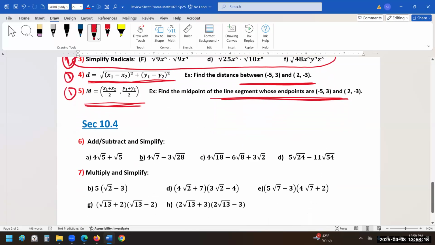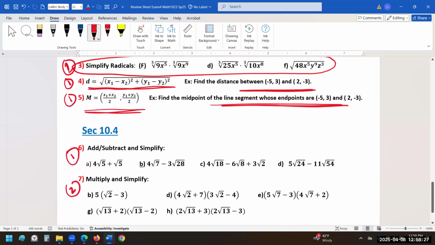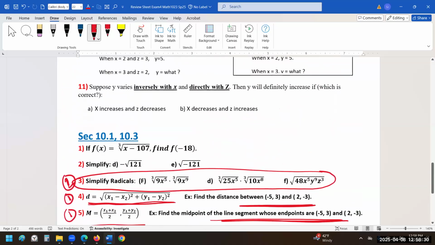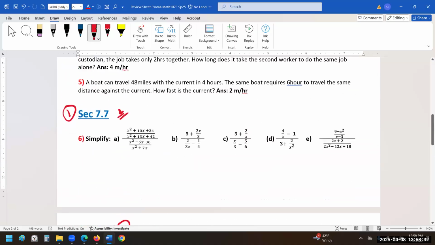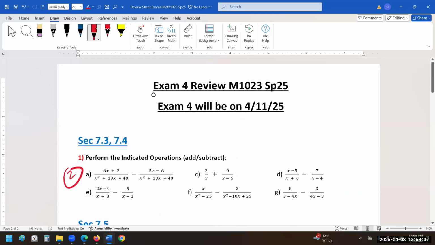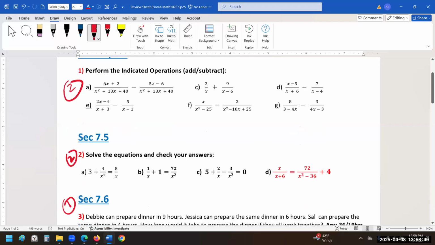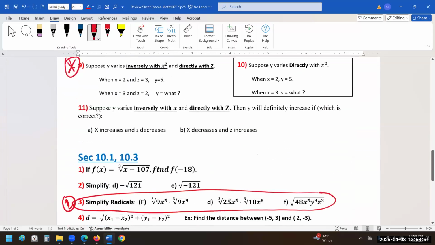Addition and subtraction, one. Multiplication, two. So we have 2, 3, 4, 5, 6, 7, 8, 9, 10, 11, 12, 13, 14, 15. 15 or 16. Okay. Probably I'll put all the multiplication under one.